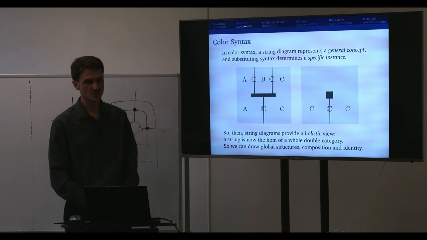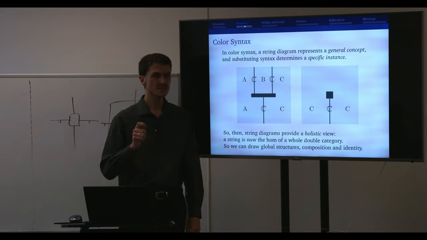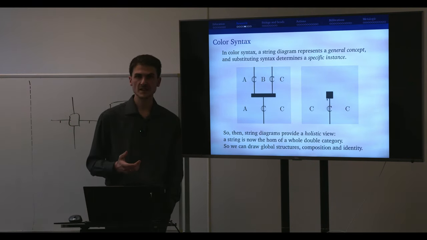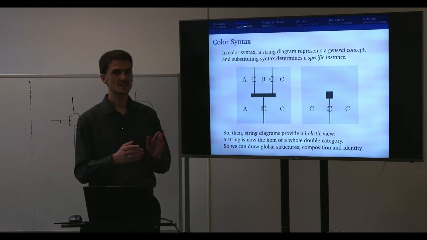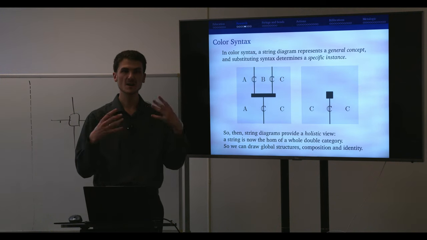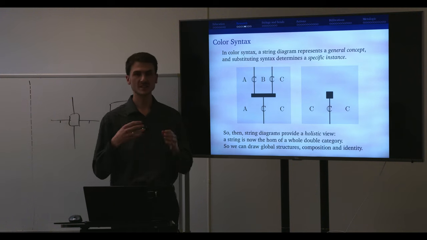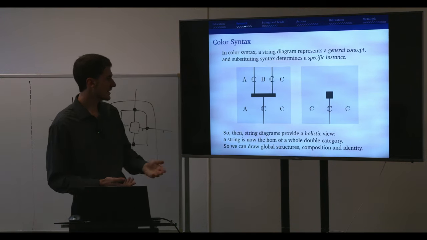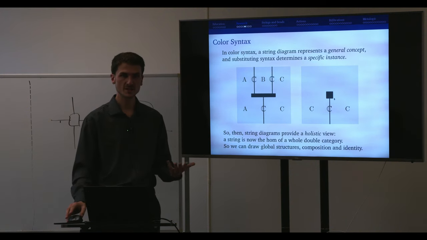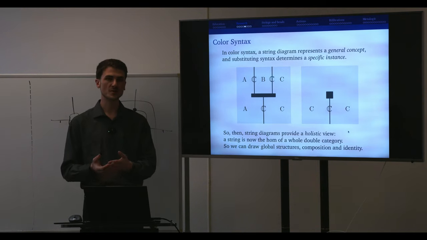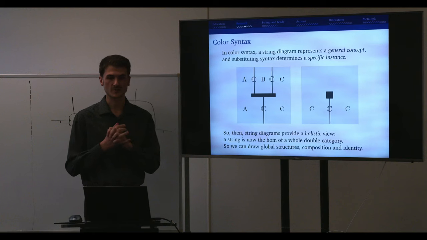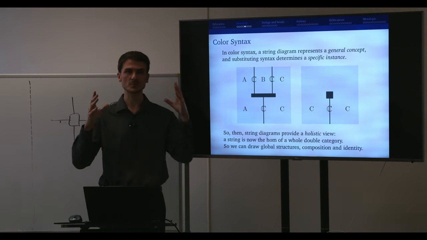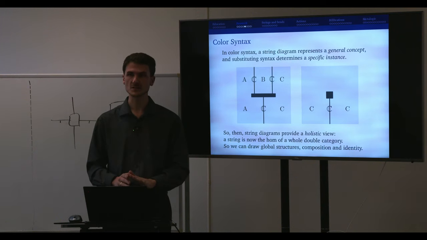So the idea is a string diagram represents a general concept, and then writing syntax determines a specific instance. This is very powerful because string diagrams provide a holistic view. So now a string is not just a relation inside of one double category, but it's the HOM of an entire double category. It's a string that contains many, many strings, and similarly for colors and beads. And so you can begin to draw global structures like composition and identity of the double category as easily as you would draw a particular monad inside of the double category. What you get is this massive zooming out, so that you're able to look at entire double categories rather than just being inside of one at a time.